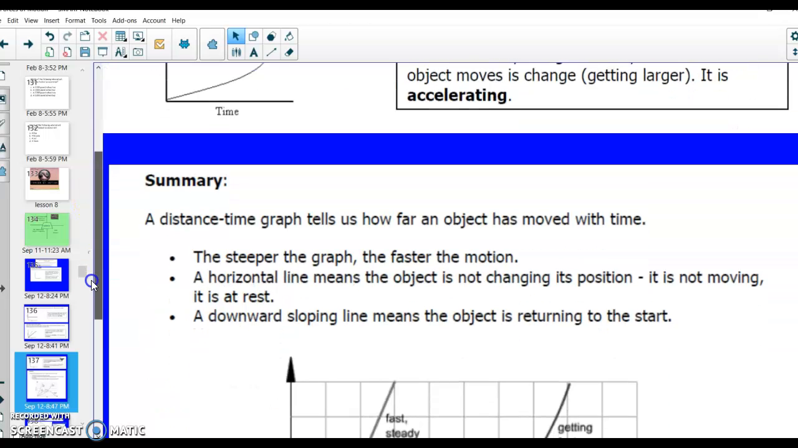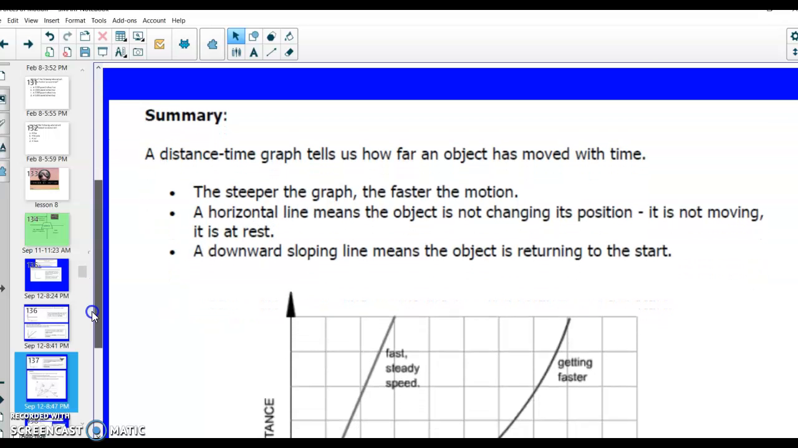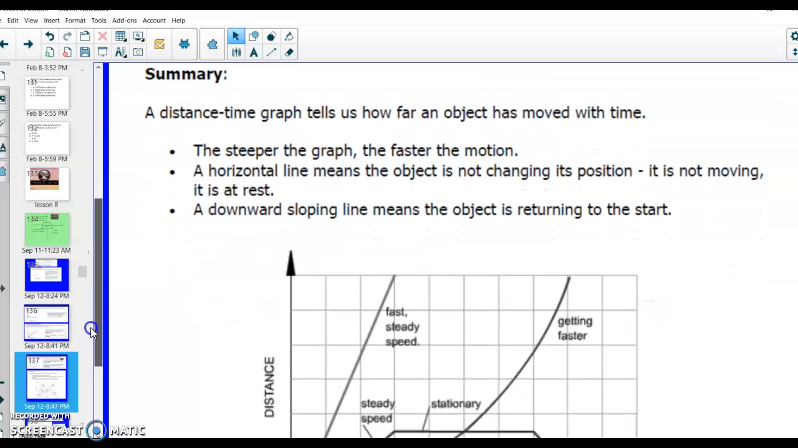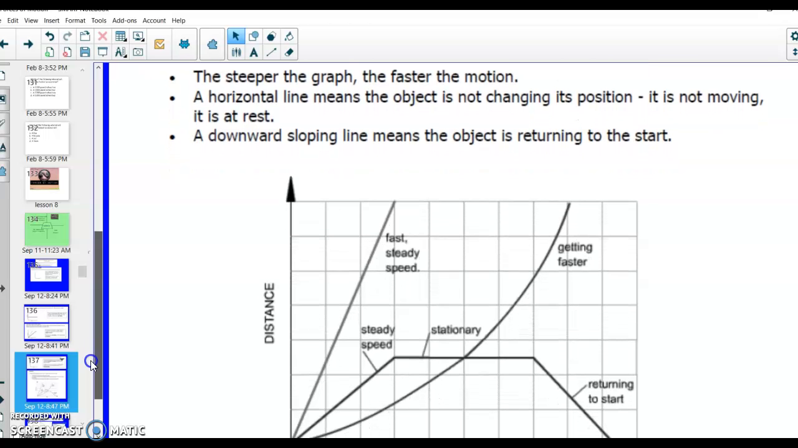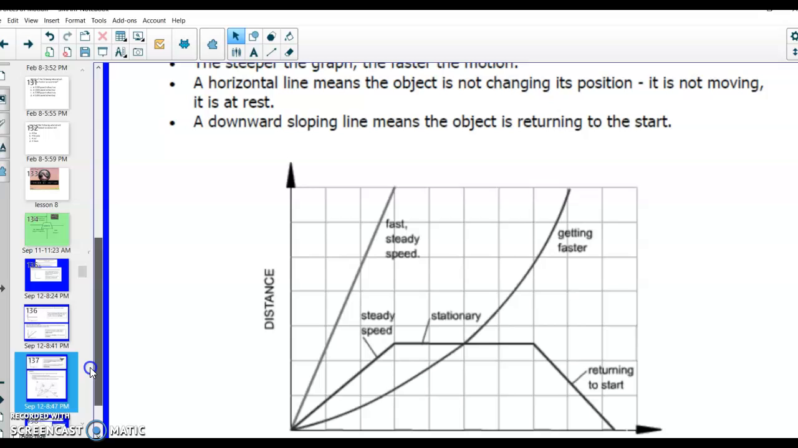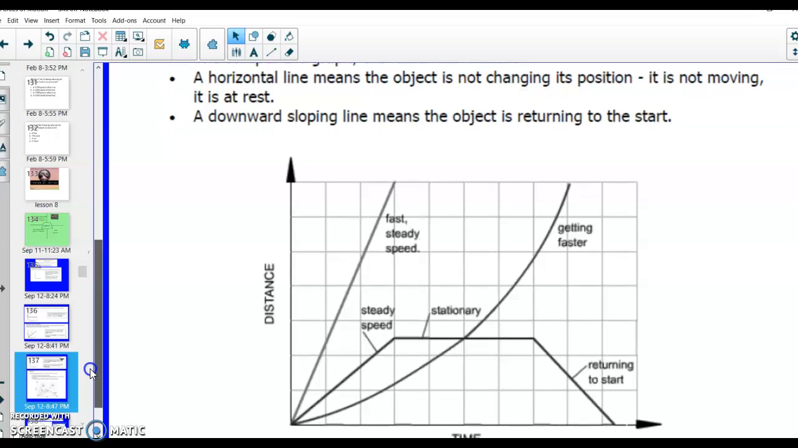So in summary, a distance time graph tells us how far an object has moved with time. The steeper the graph, the faster the motion. A horizontal line means the object is not changing its position. It is not moving. It is at rest. A downward sloping line means that the object is returning to the start.